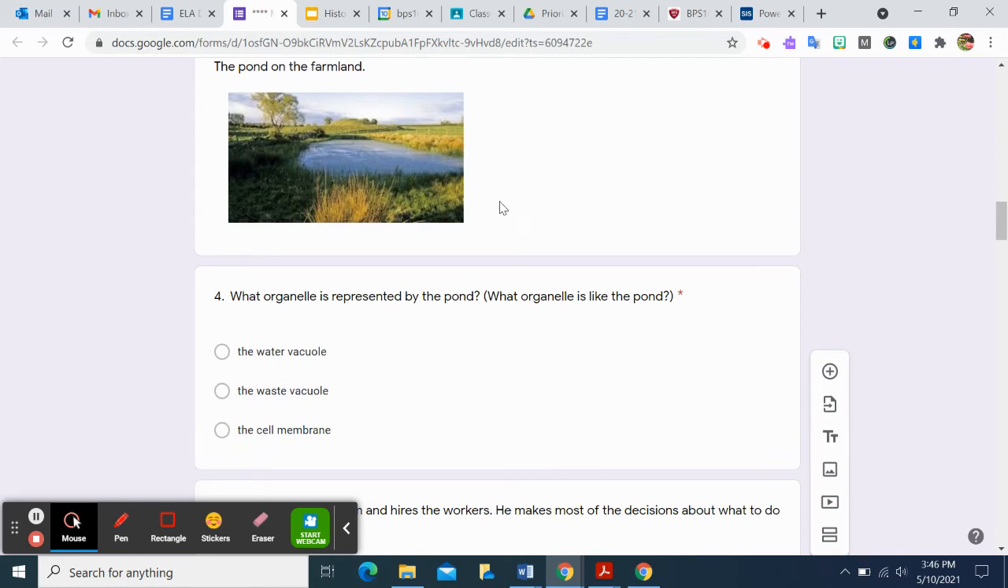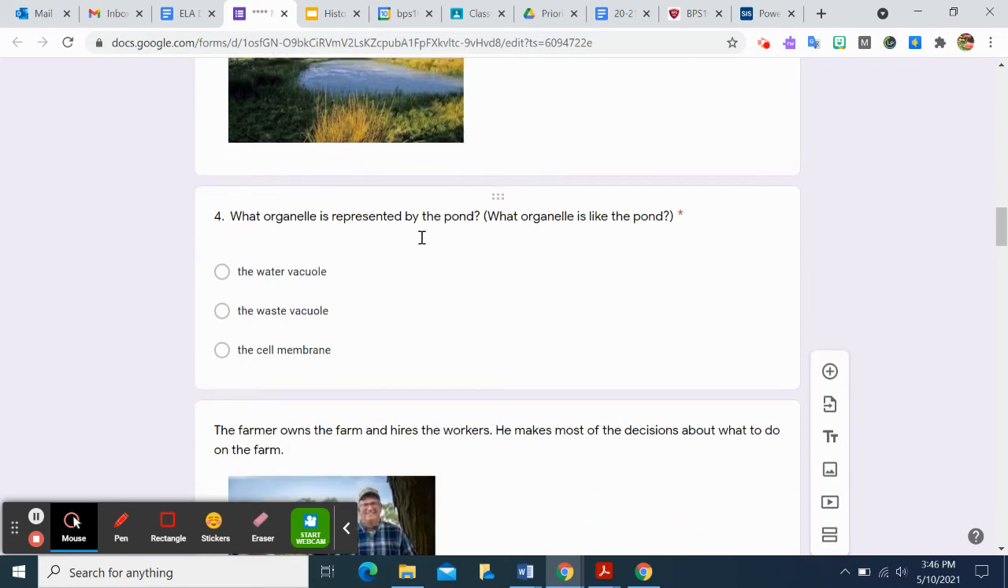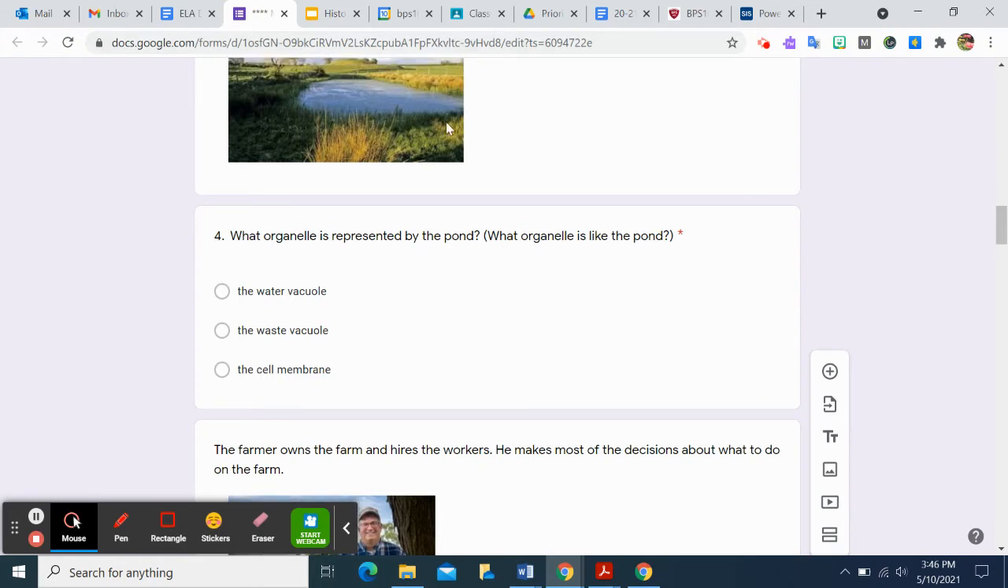Here's the pond on the farm. What organelle is represented by the pond? So what organelle is like this pond? Is it the water vacuole, the waste vacuole, the cell membrane? Which one of these acts like a pond on a farm?